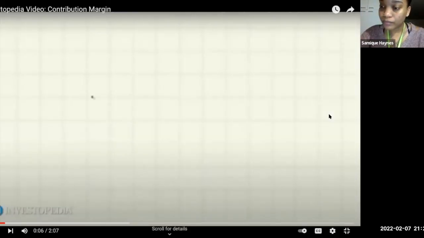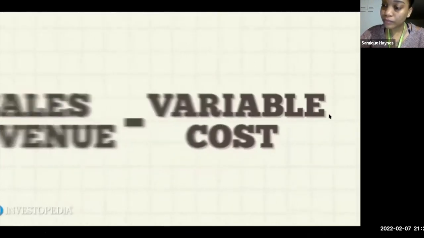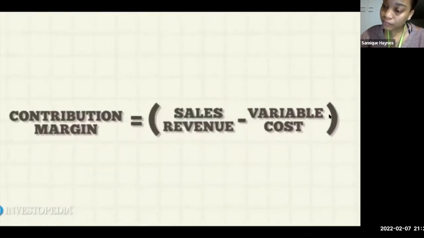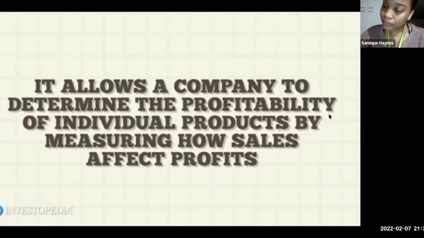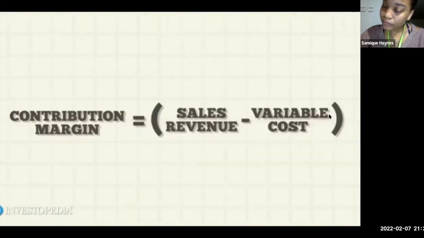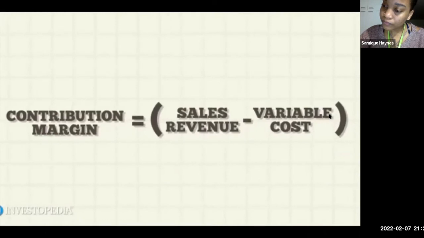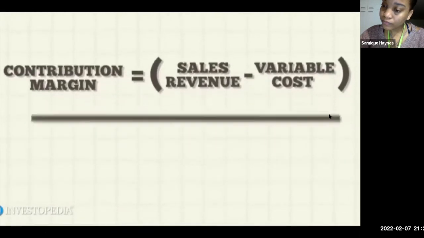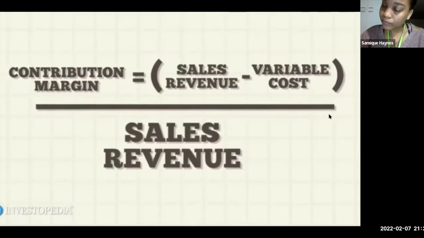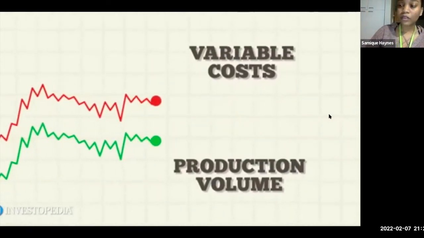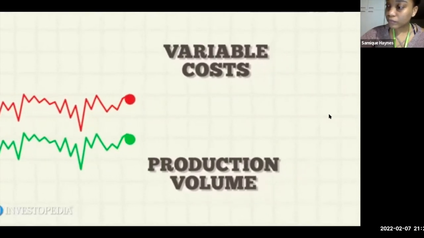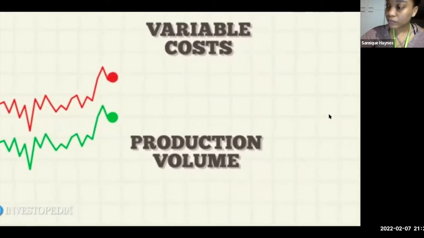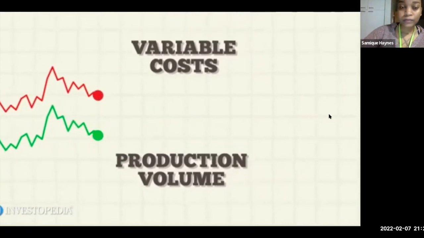Contribution margin is the difference between sales revenue and variable cost. It allows a company to determine the profitability of individual products by measuring how sales affect profits. In its ratio form, it is calculated as contribution margin divided by sales revenue. While revenue from a company's product is how much money the company makes from selling that item, a product's variable costs include those expenses that vary depending on the company's production volume.